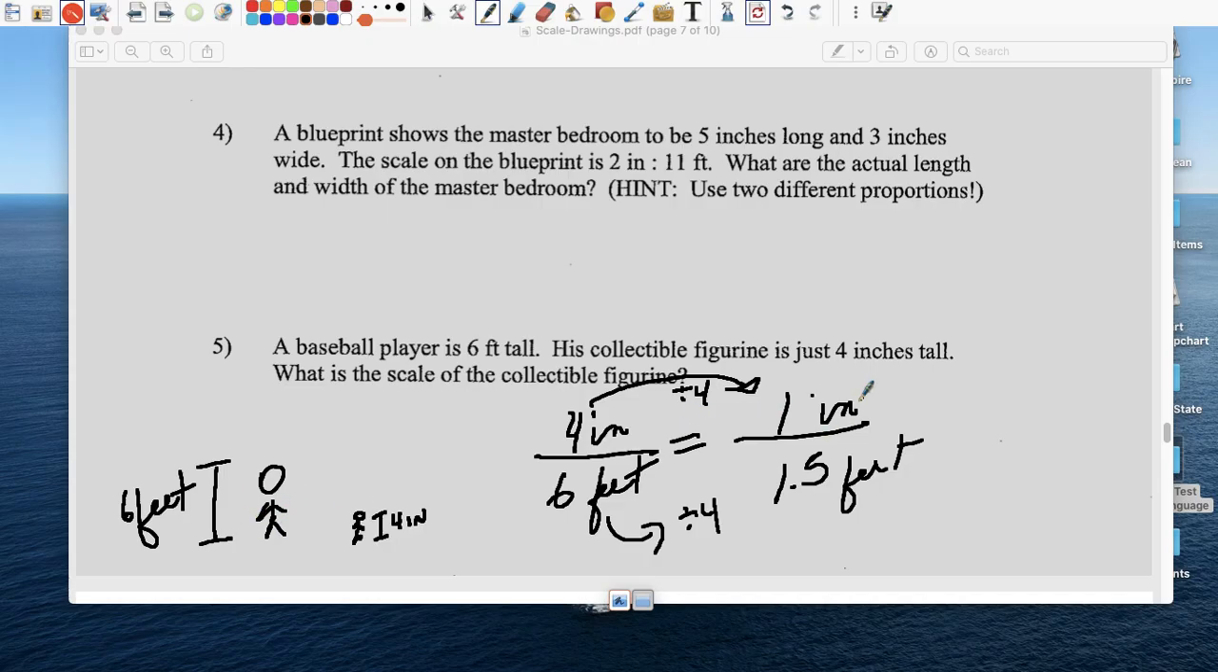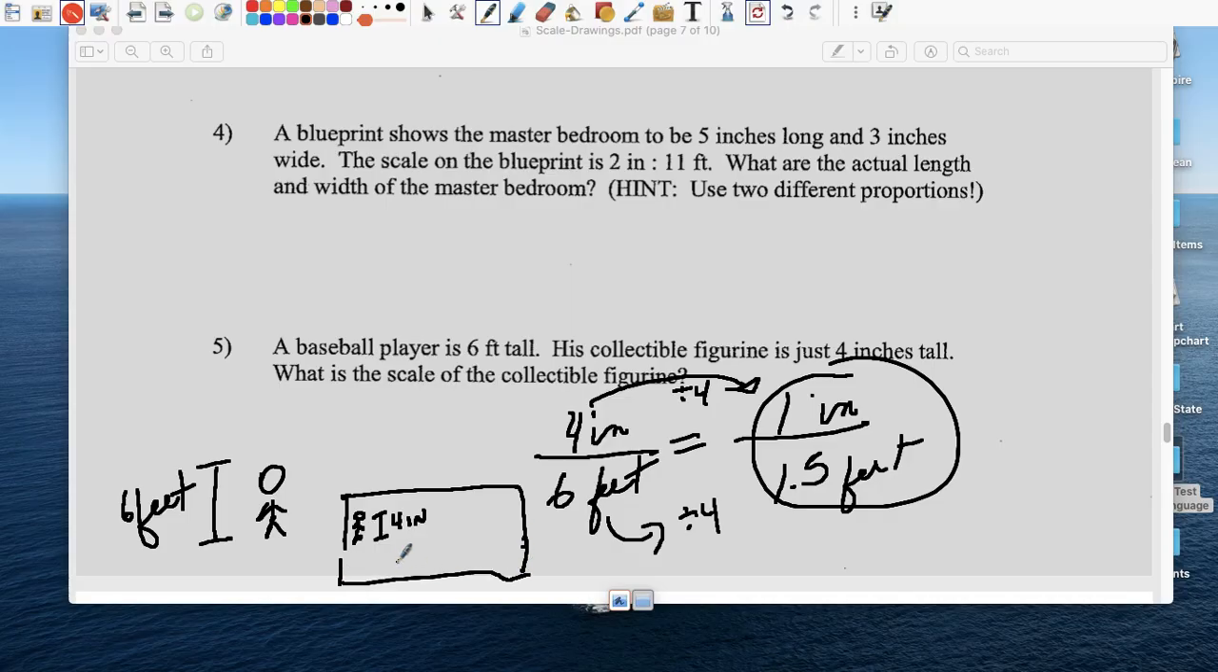So every inch of the figurine represents 1.5 feet of our baseball player. Okay, so this is a scale. If you were to buy this toy, this figurine, the box might say: we made this collectible figurine so that every 1 inch of our figurine represents 1.5 feet of the baseball player's height.